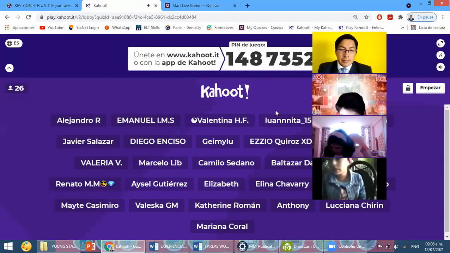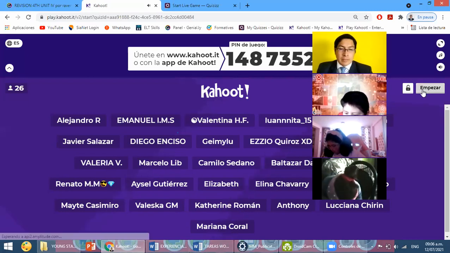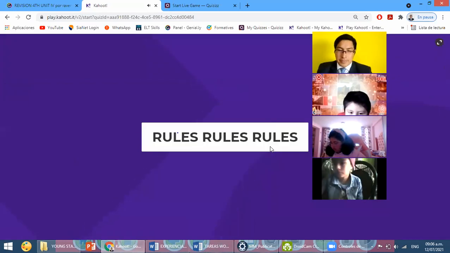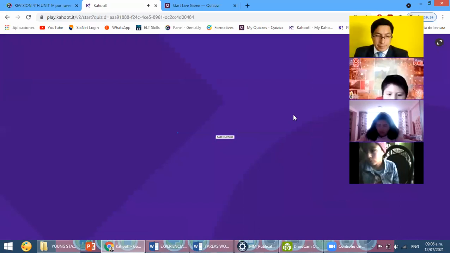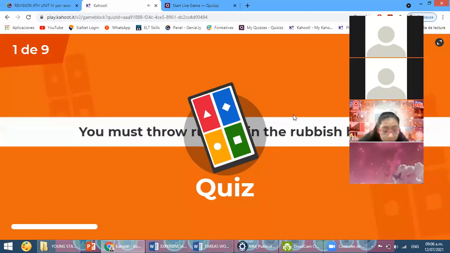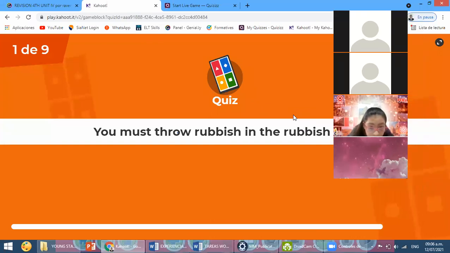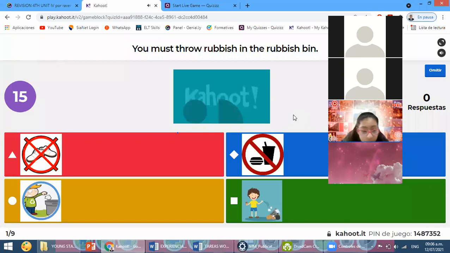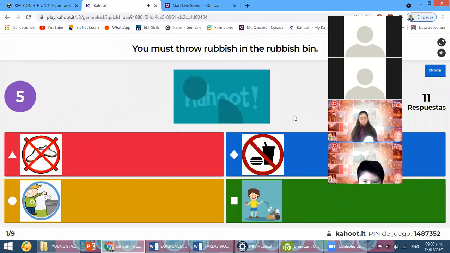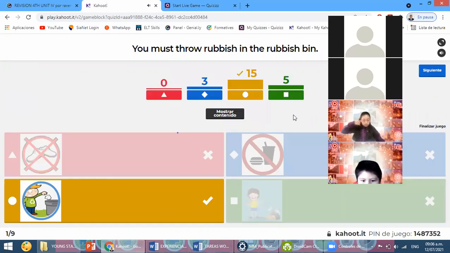Okay, let's start with a question, okay? Question one. Teacher Renato ya está en el juego. Es un ratito, profesor. Question one, okay? This is a revision of the rules. What picture is this rule? Teacher, no veo ninguna. Yes, the yellow. This picture is you must throw rubbish in the rubbish bin.